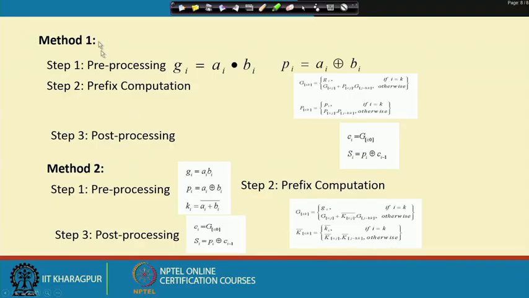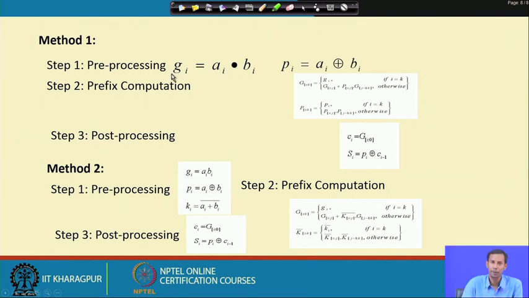This parallel prefix adder has a pre-processing and then a post-processing scheme, so it follows two methods. In one method, it follows three steps. Step 1 is pre-processing: generate the carry using this particular equation, propagate the carry using this particular equation, and then compute the prefix.